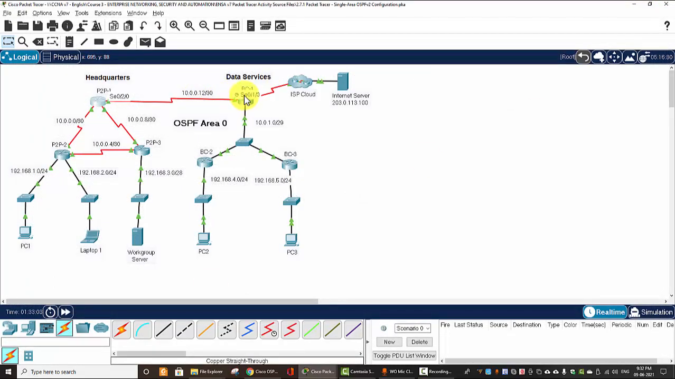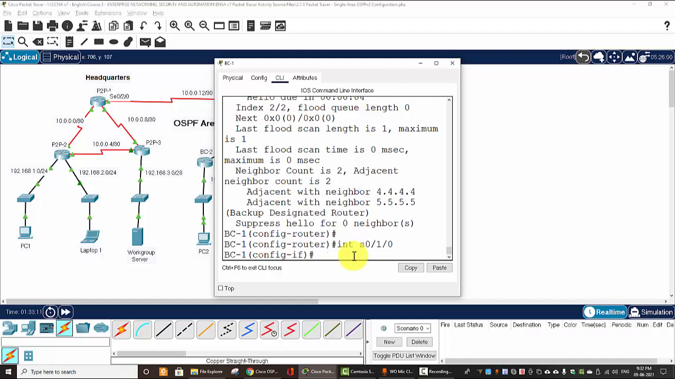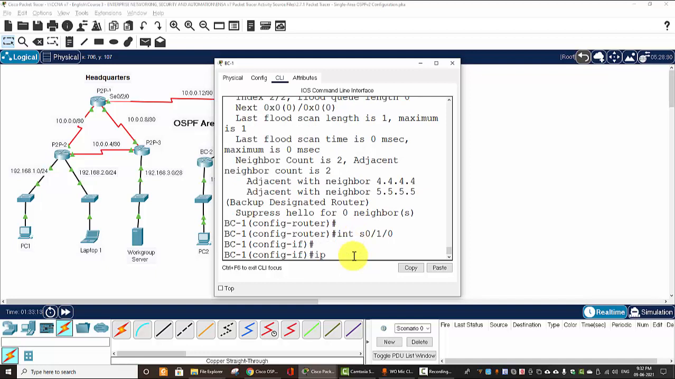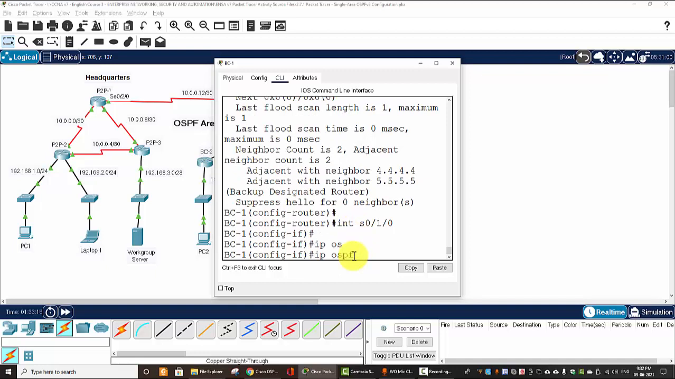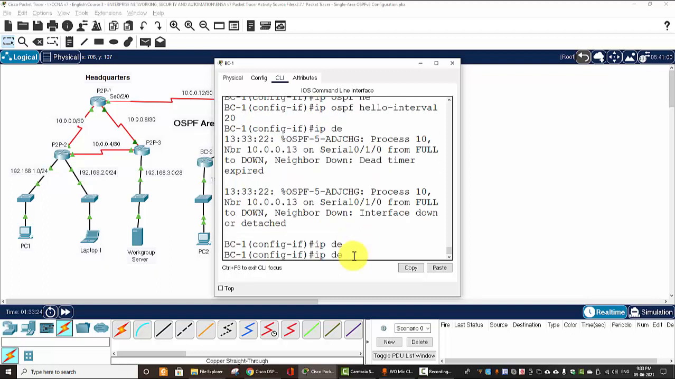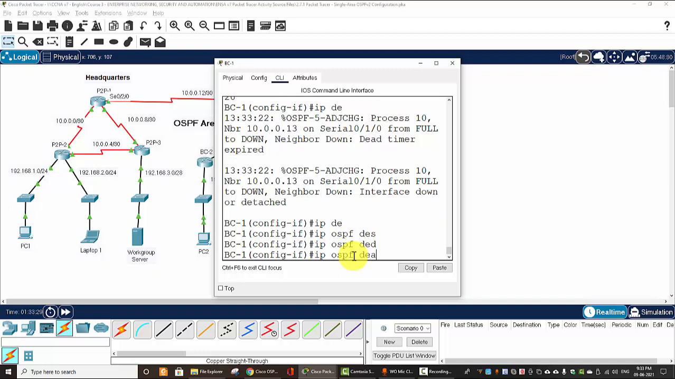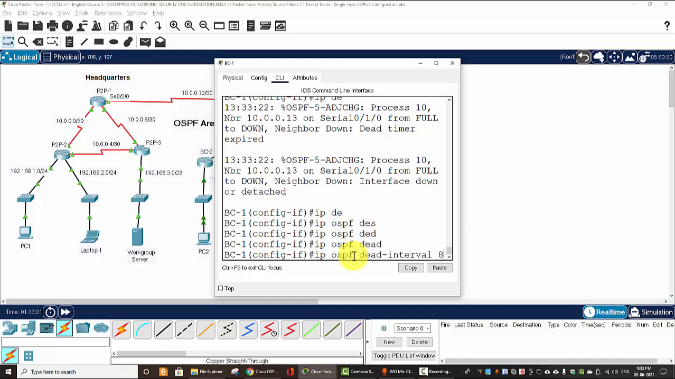And the other interface, 0/1/0, IP OSPF hello-interval 20, IP OSPF dead-interval 80.